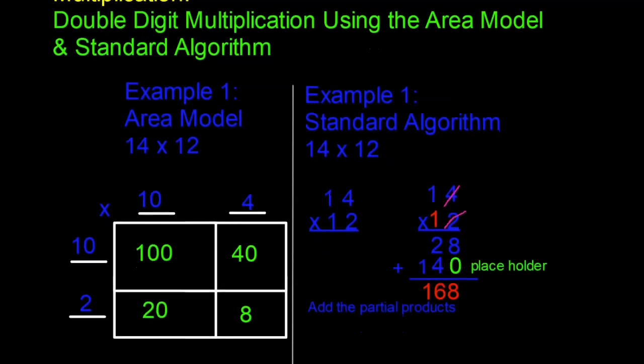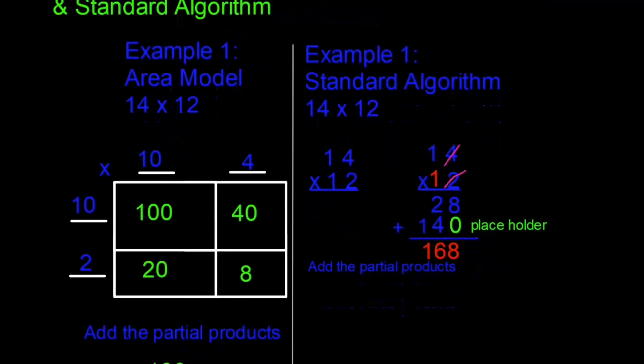When I am comparing this to the area model, I can find all of the 4 partial products within the 2 partial products here. This 100 is represented here by this digit 1 that's in the hundredths place. This 40 is represented by the 4 and the 0 here. That includes my placeholder. This 20 is represented by the 2 that's in the tens place, and the 8 is represented by the 8 in the ones place. So I can see the comparisons of these 2 types of problems when we're solving for 14 times 12.